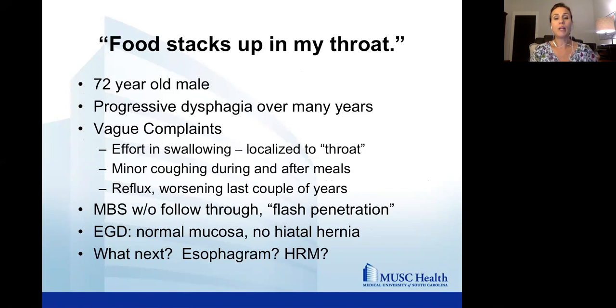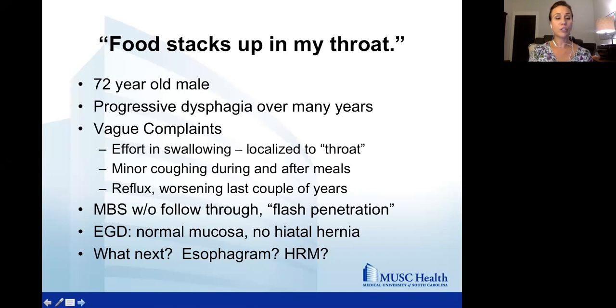He had a modified barium swallow at an outside hospital, which did not have a follow-through, and it showed flash penetration. So my interpretation of that was that it was not significant. We did not have the video available, unfortunately, just the report. He had an EGD, which had normal mucosa and no hiatal hernia. So the question is now what to do next. Do we repeat his modified barium swallow? Do we do a high resolution manometry or an esophagram? And there's an argument for both of these.